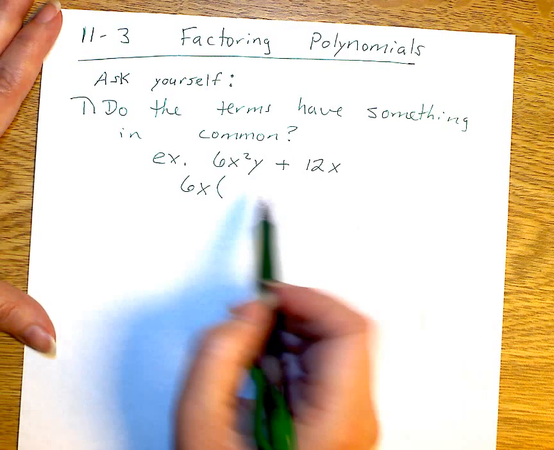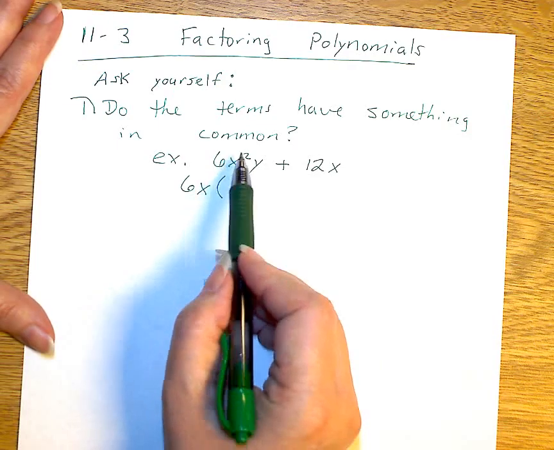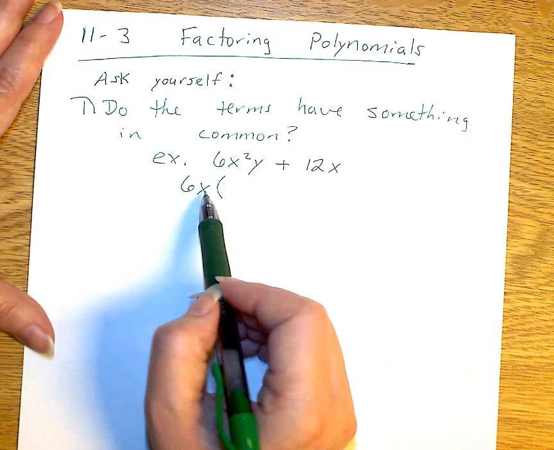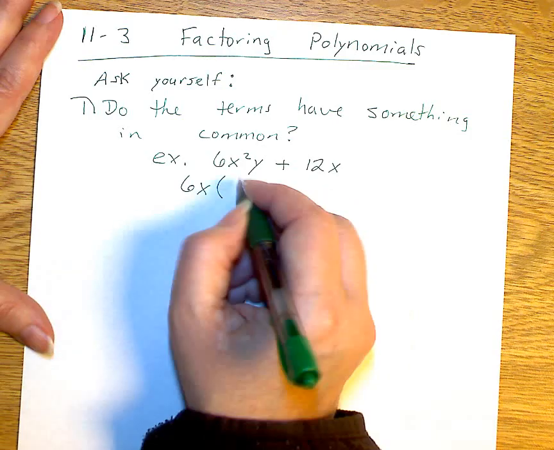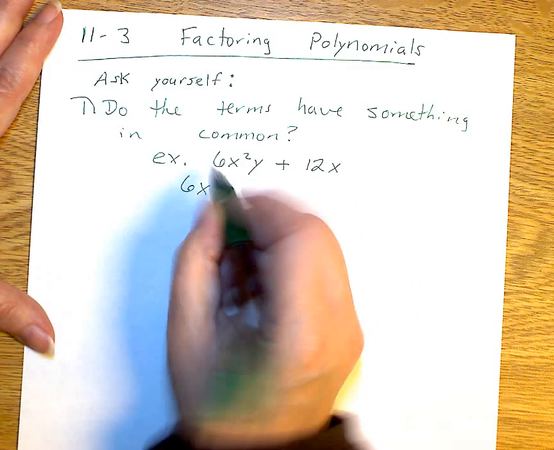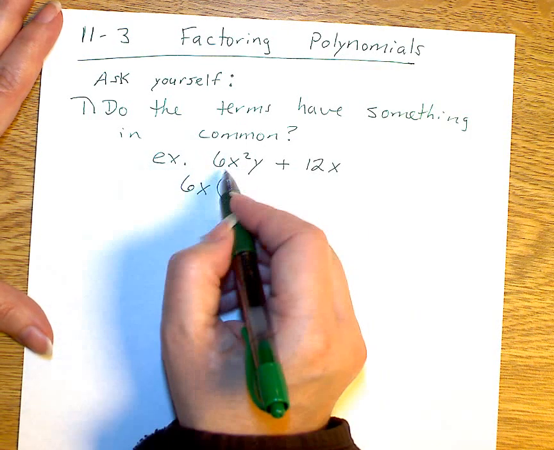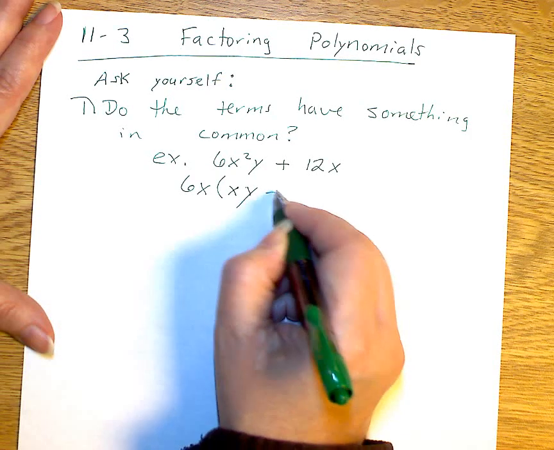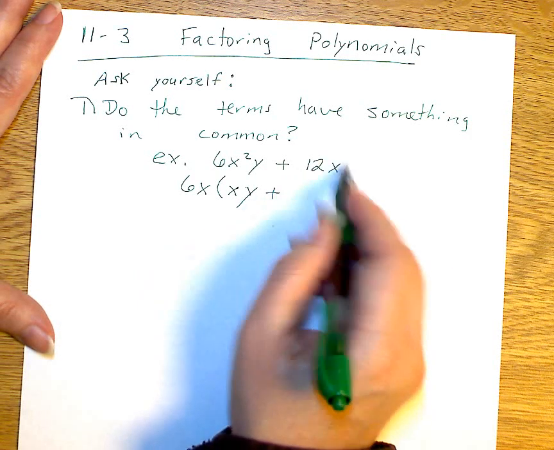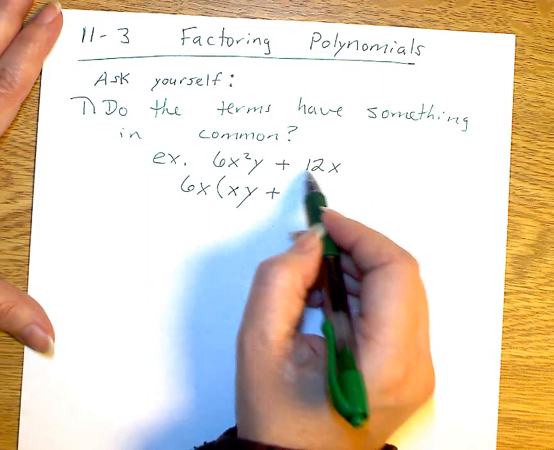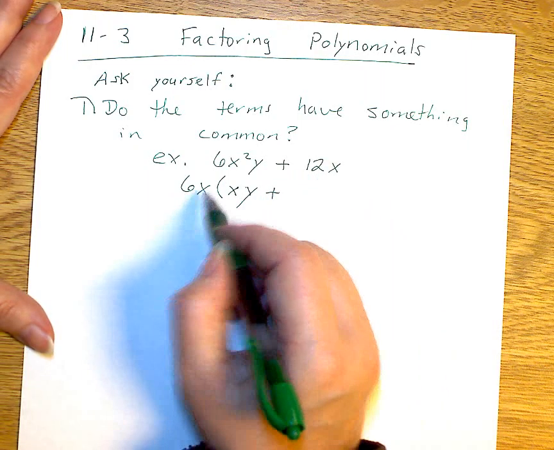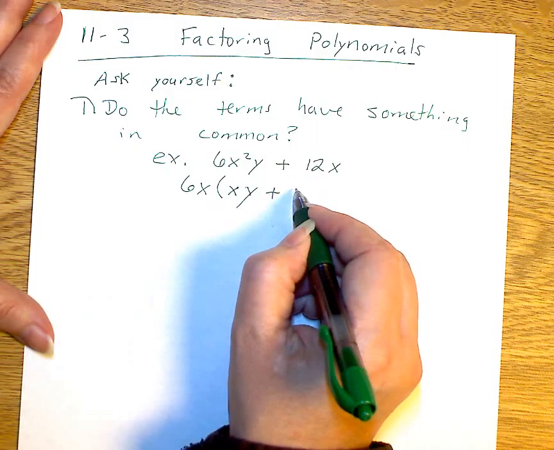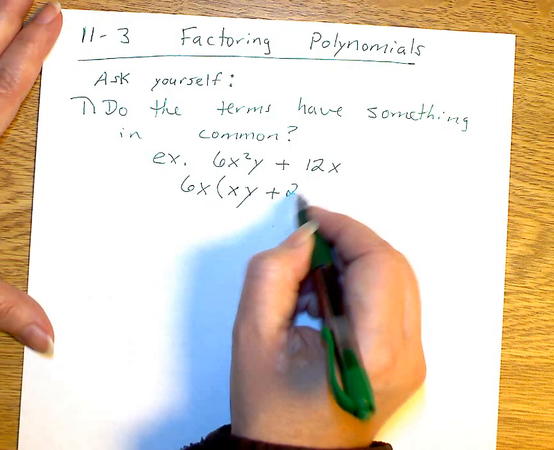So now you're taking 6x squared y and dividing it by 6x, and what do we have left? xy. Yep. So we have here xy. Then you go to your second term. What is left here? 12x, and we pulled out a 6x, so we have 2x. Just 2. Yep, just 2.